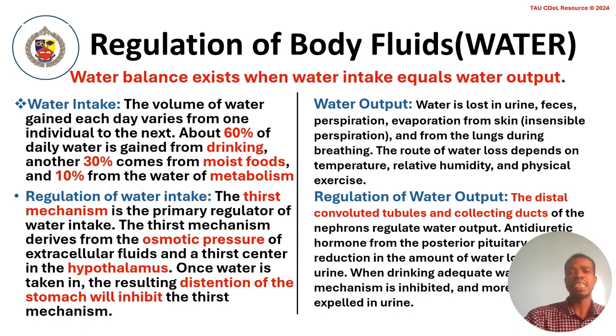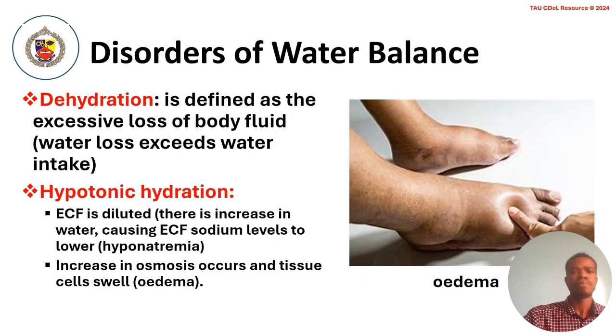Once there is a signal for water to be reabsorbed, which is through a hormone, the hypothalamus secreting antidiuretic hormone, there is regulation of water back into the body system, because if the body is in need of water, one of the ways in which it is taken back is through reabsorption, and it occurs in the kidney. Now, we have disorders of water balance, like dehydration.